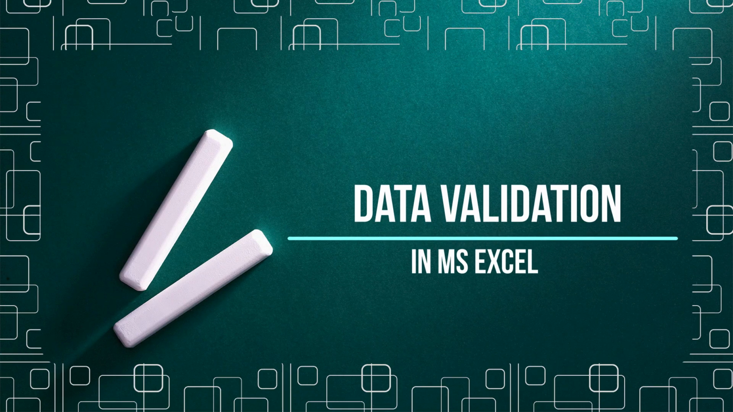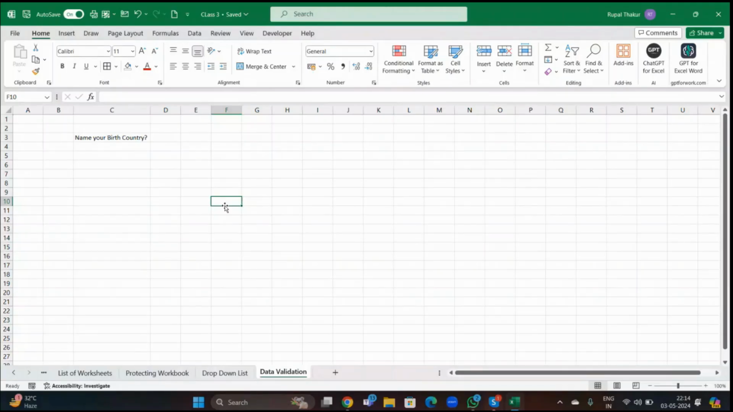Today we'll be seeing how we actually implement data validation in our Excel sheet. Data validation means nothing but validating a range of data for a specific cell. Let's take it with the help of an example. I'm asking someone to name the country in which they were born. So I'm asking you, name your birth country.